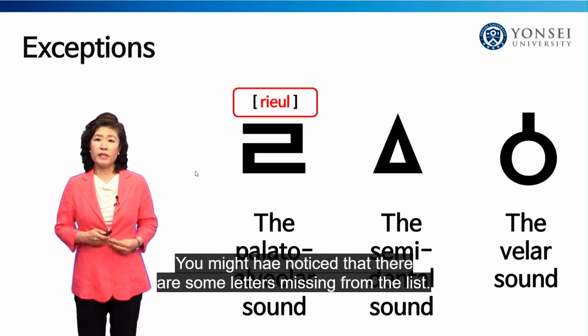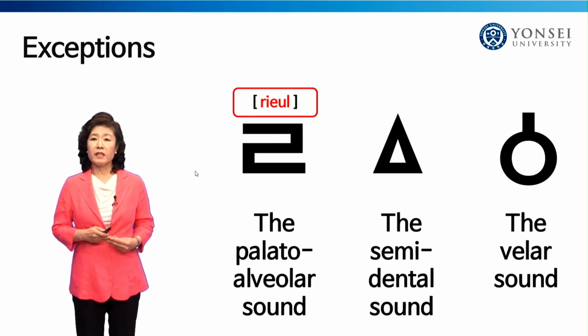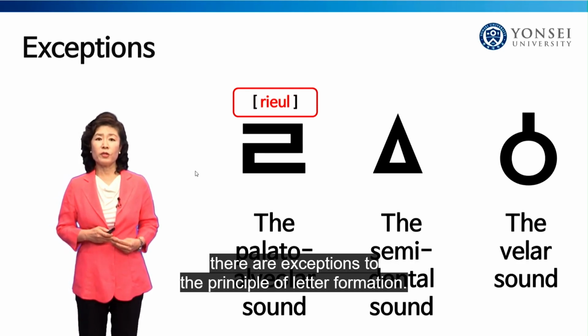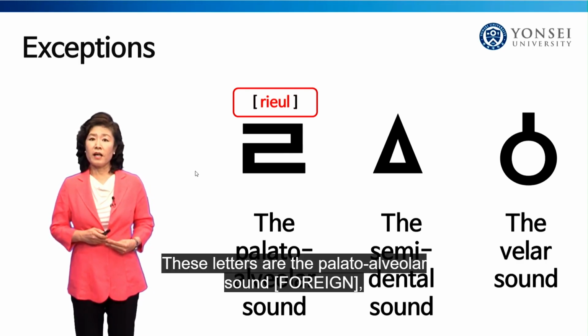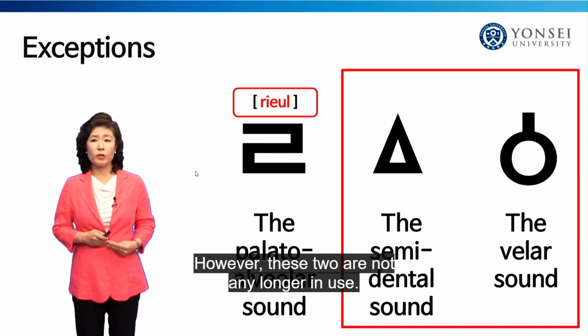You might have noticed that there are some letters missing from the list. There are these 3, and there are exceptions to the principle of letter formation. These letters are the palatal alveolar sound real, the semidental sound, and the velar sound, which was modeled after the throat. However, these 2 are not any longer in use.